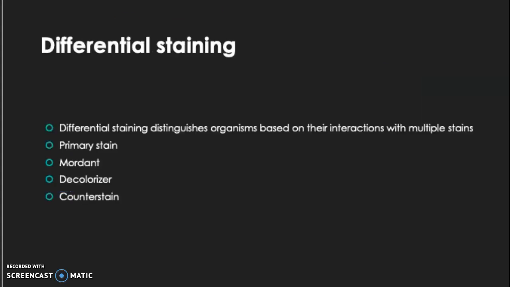Differential staining. Differential staining distinguishes organisms based on their interaction with multiple stains. Differential staining techniques commonly used in clinical settings include gram staining, acid-fast staining, endospore staining, flagella staining, and capsule staining.